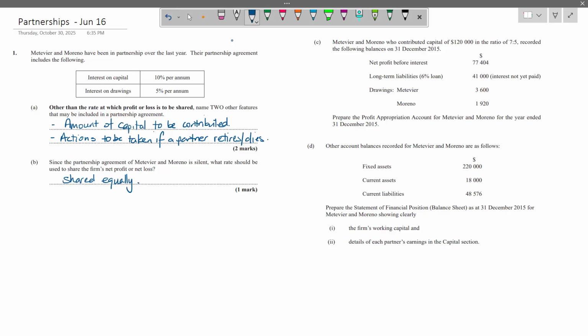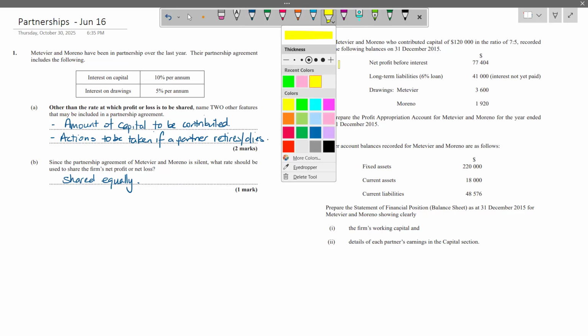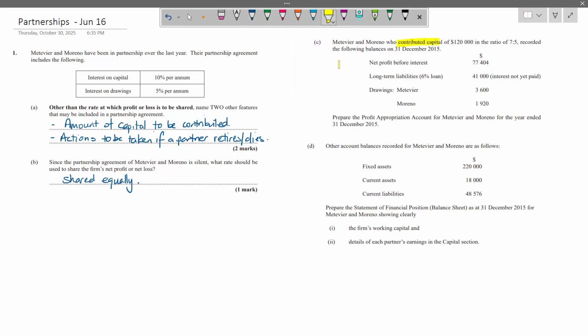So Mentive and Marino contributed capital in the amount of 120,000 in the ratio of 7-5. So that's an important piece of information there. So let's highlight that. Capital in the ratio of 7-5 for Mentive and Marino. So that meant that this guy did 7 parts and this guy did 5 parts. 7 plus 5 is a total of 12. So he did 7/12 and this person did 5/12.